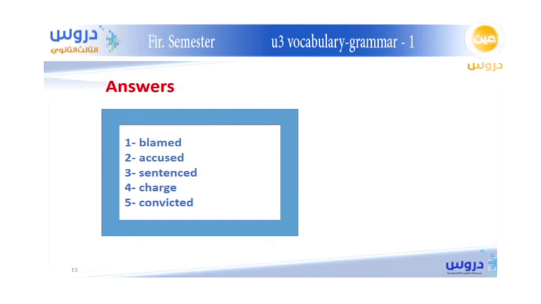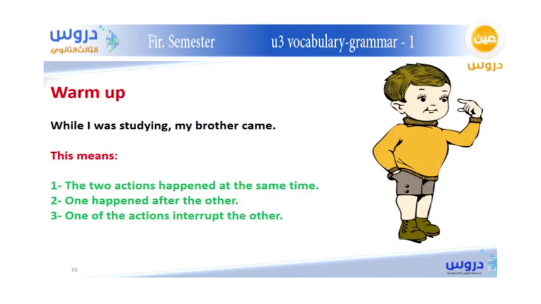We can call it the objectives of today, which is grammar. Okay. Now, I think most of you have come across this. Warming up a bit before we go deep into the grammar rule. While I was studying, my brother came. This means the two actions happened at the same time. Two, one happened after the other, and one of the actions interrupted the other.